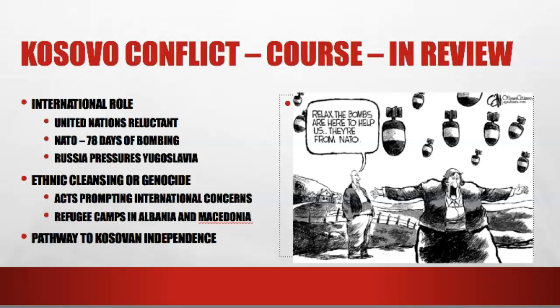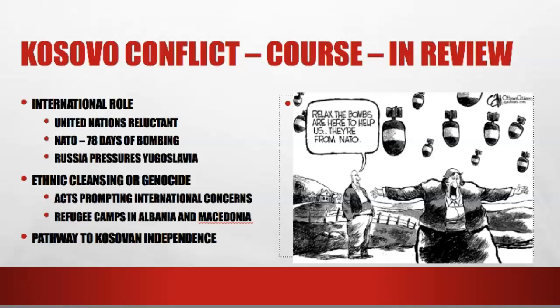NATO, the North Atlantic Treaty Organization, did get involved. They felt that there might have been a humanitarian crisis going on, so they did step up against Yugoslavia. You had 78 days of bombing, but one would say ultimately, with the help of Russia as a mediator, not necessarily working with NATO, pressure was put on Slobodan Milosevic in Yugoslavia to settle the conflict.